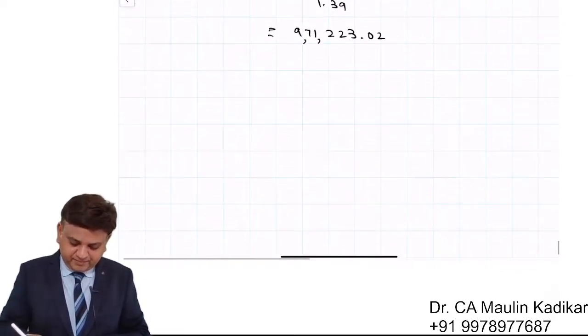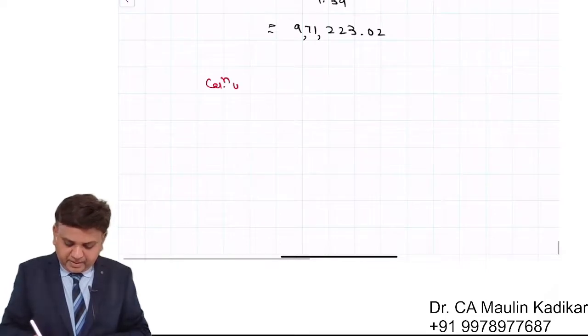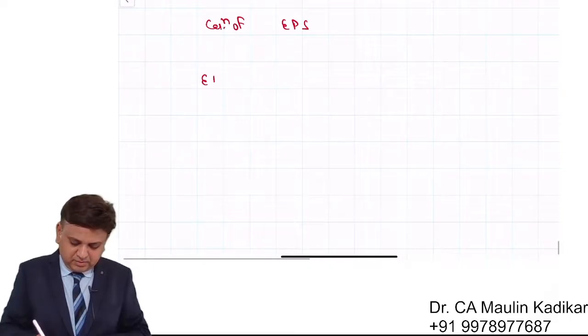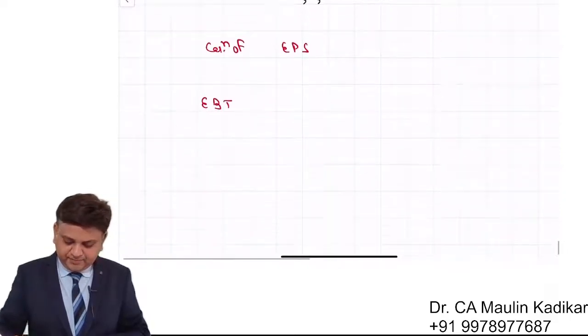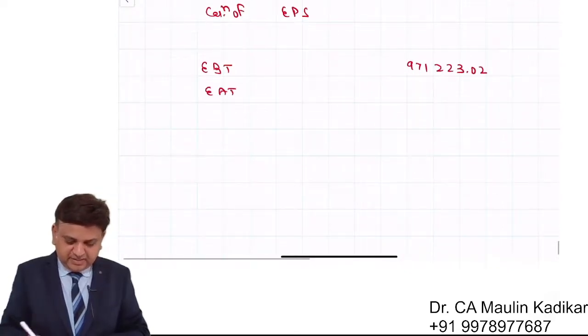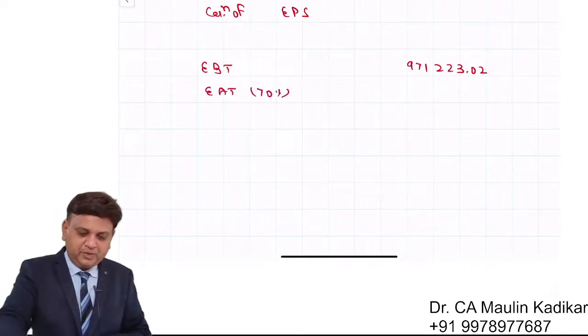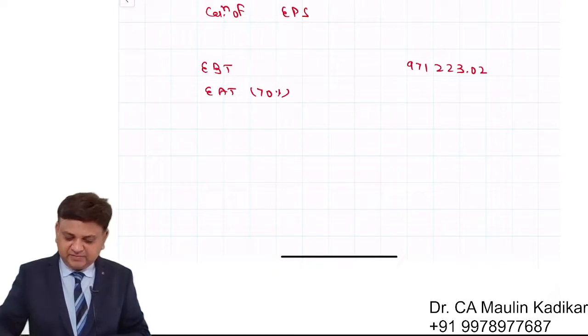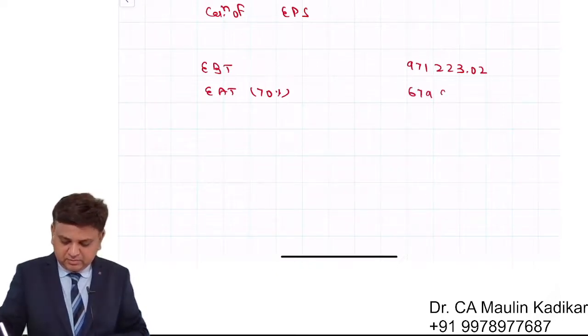Next, calculation of EPS. Earning before taxes, 9,71,223.02. Income tax rate is 30%. So this is 70%. So the amount of earning after taxes will be 6,79,856.11.